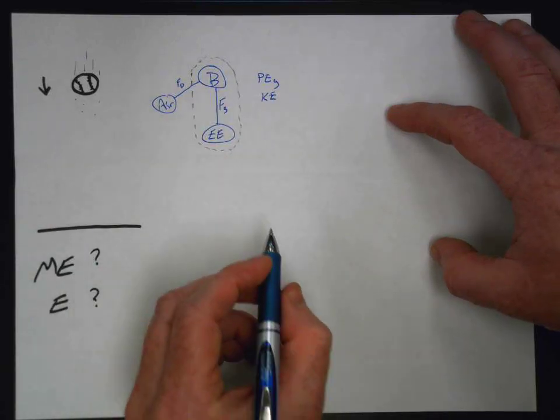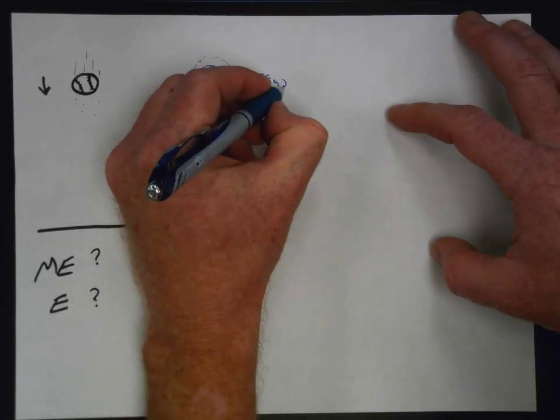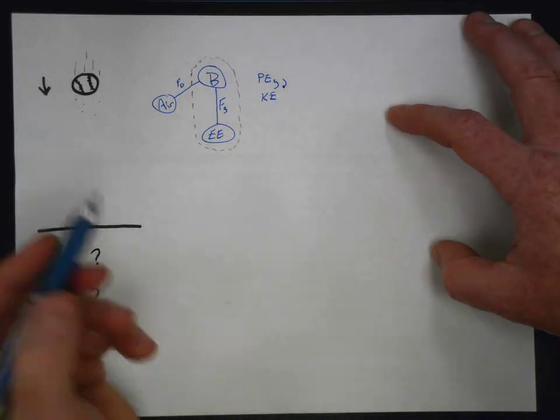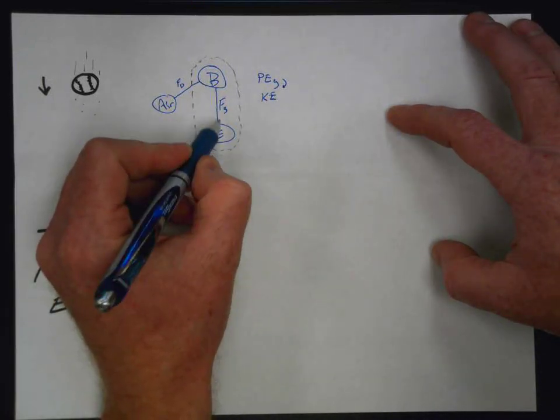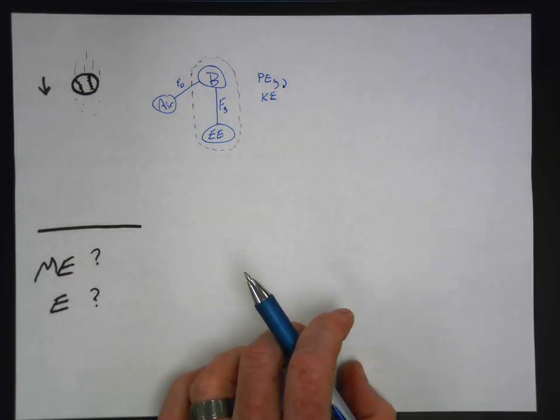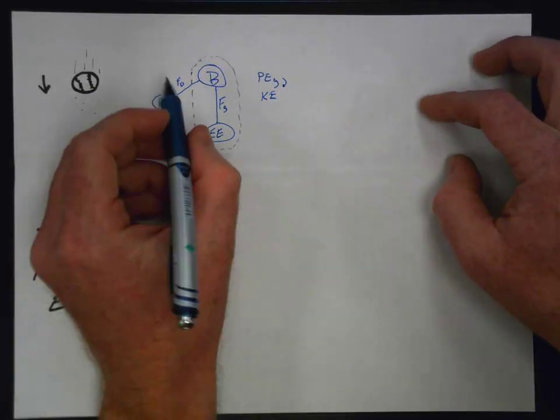Of course, as it falls, it's losing gravitational potential energy and it's gaining kinetic energy, right? So we're getting a conversion of energy from one kind to the other. And why is that? Well, there's a force doing work on the ball. The force is gravity doing work, converting from potential to kinetic. But look at this thing right here.